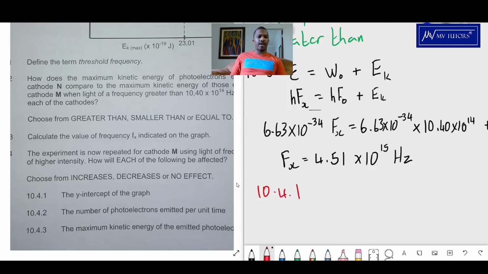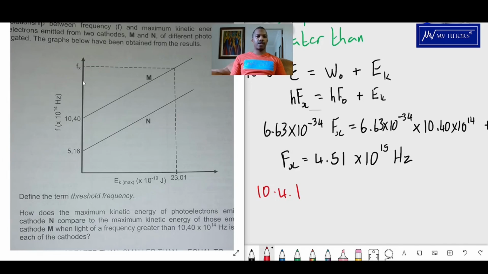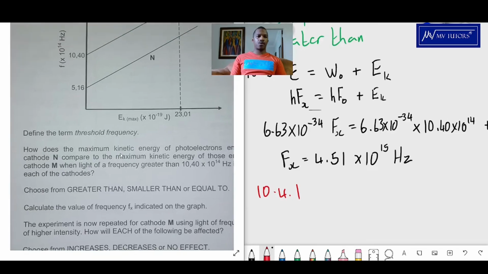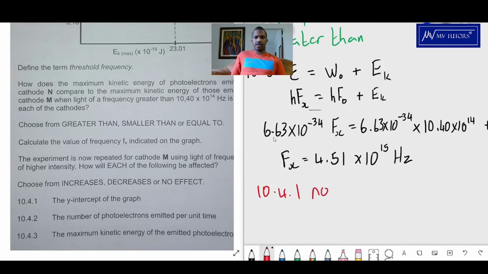Okay, so 10.4.1, what happens to the y-intercept of the graph? We're speaking about the M cathode. The y-intercept won't change, no effect. Why? Because the threshold is still the same. Okay, so no effect there. And then 10.4.2, what happens to the number of photoelectrons emitted per unit time? So the number of photoelectrons will basically increase. Why? Because the intensity is higher. They increase the intensity, therefore photoelectrons emitted will increase.